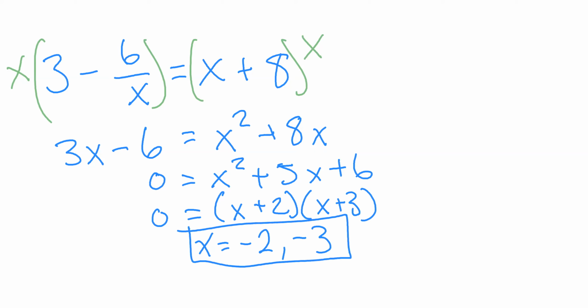Then we want to just go back into our equation and be like, if x is -2, is this denominator 0? No, the denominator is -2. If x is -3, is this denominator 0? No, this denominator is -3. So we're good.